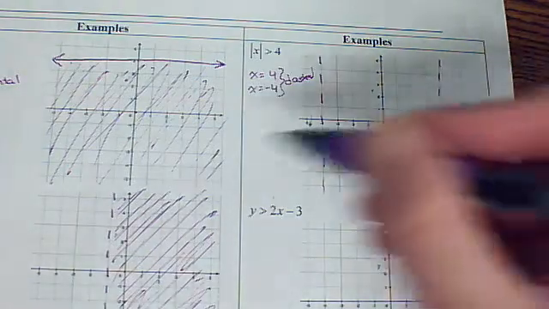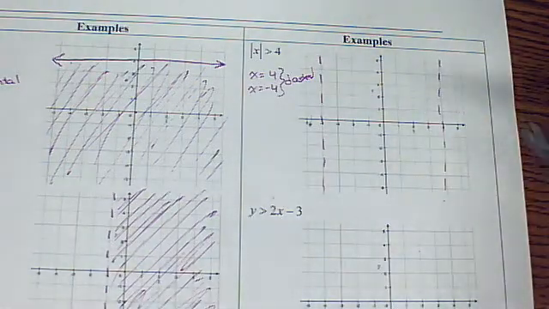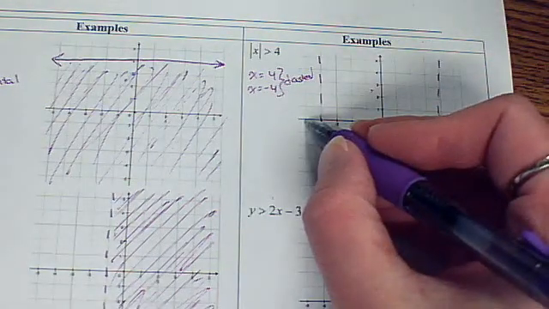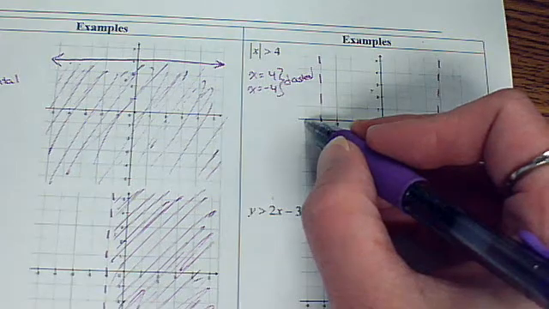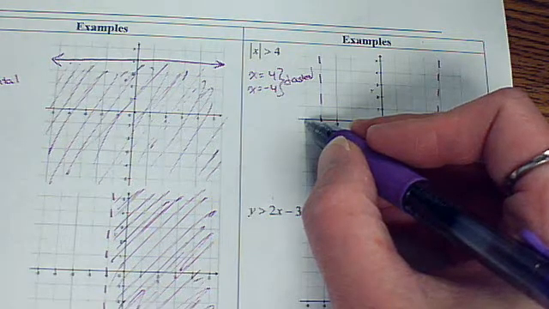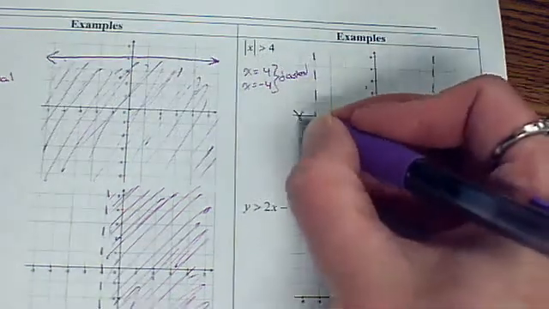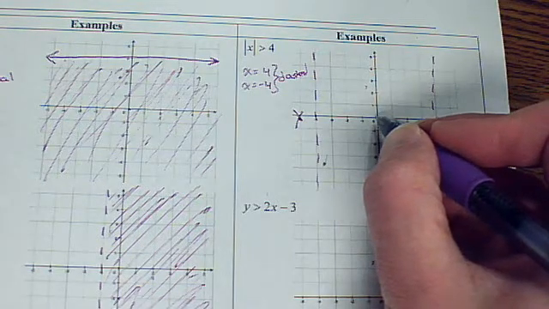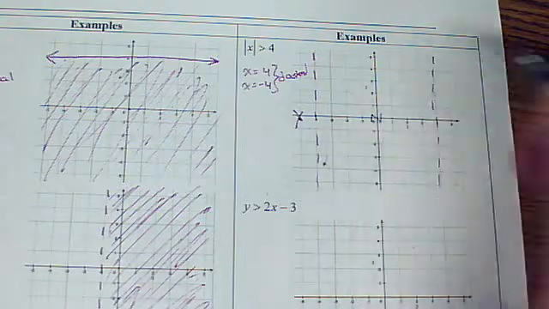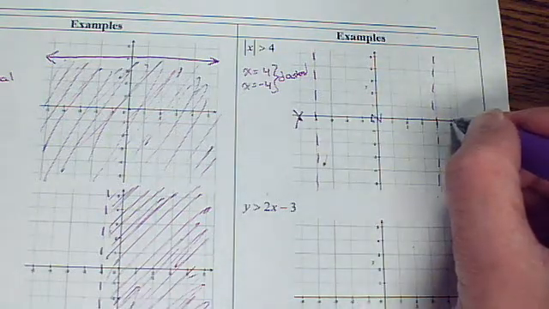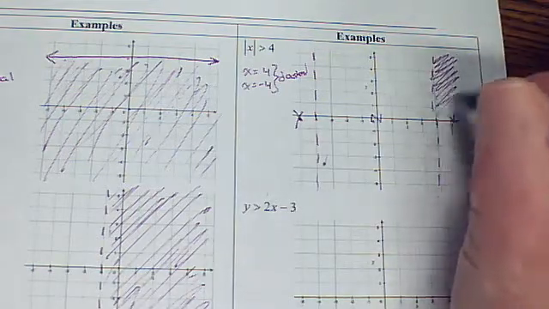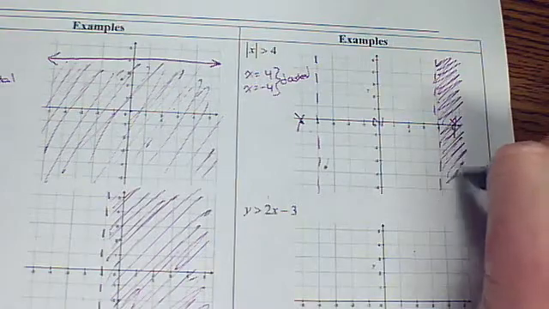And so now let's pick some points. Now that we got two boundary lines, we really have to think about this. x is negative 5. Okay, when x is negative 5, the absolute value of negative 5 is positive 5. Is 5 greater than 4? Yes. What about 0? Is the absolute value of 0 greater than 4? No. What about positive 5? Is the absolute value of positive 5 greater than 4? Yes. So we end up with our shading on this one on the outside edges.